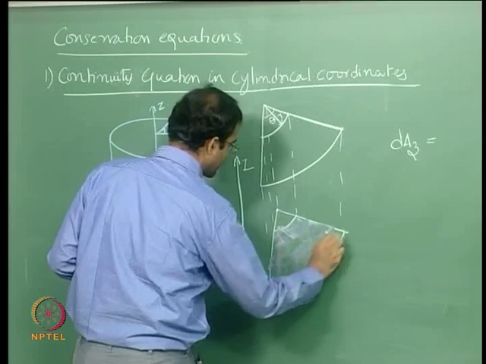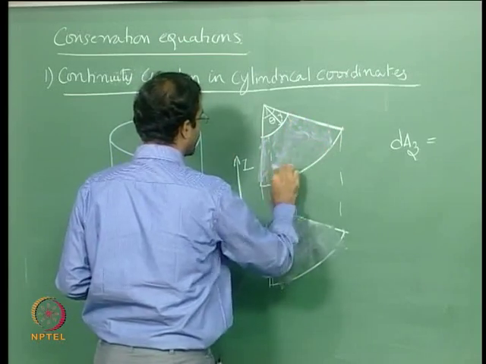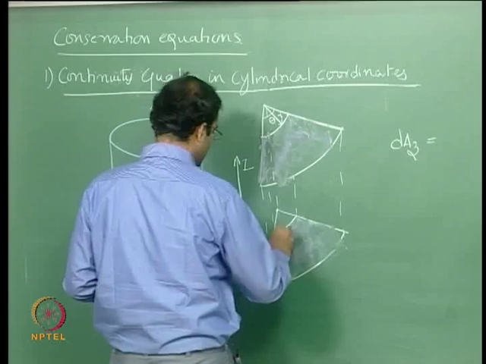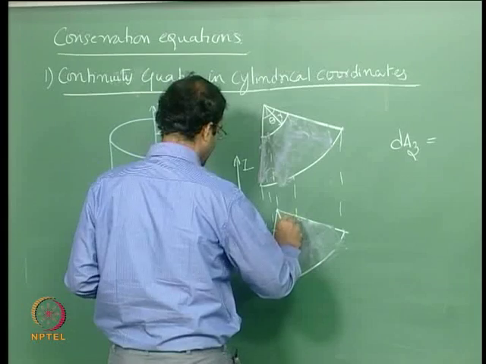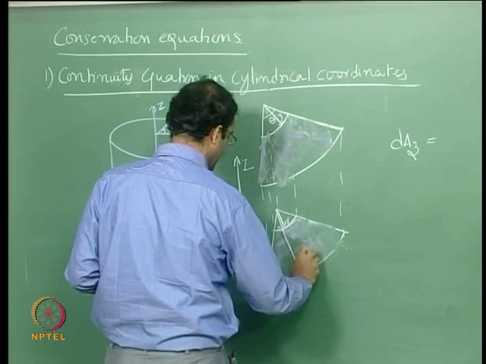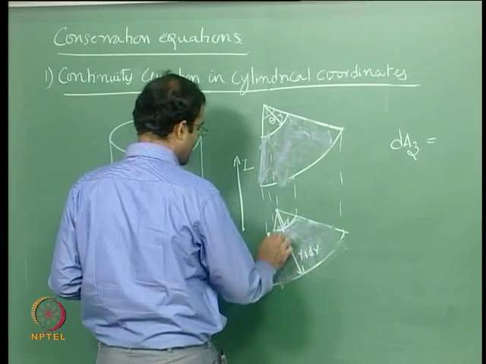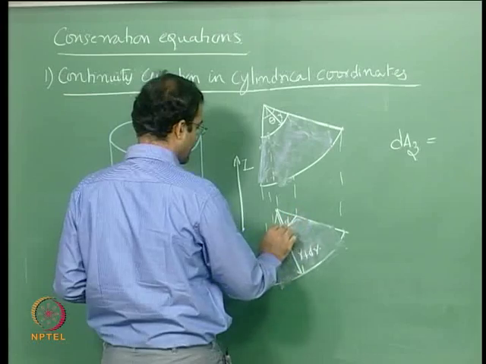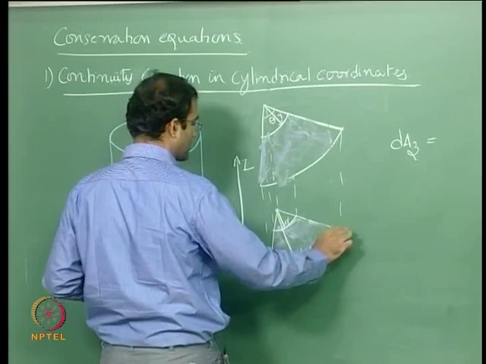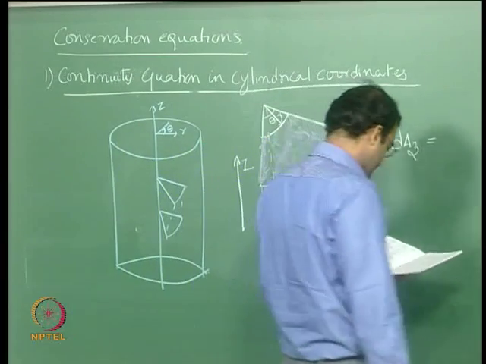So this shaded region here is your top and the bottom areas is your dAz. If you say that this is your radii r and this is your radii r plus dr, then the shaded area is basically the area of the sector of radii r and the area of the sector r plus dr. If you subtract these two areas, you get the resulting differential area of dAz.